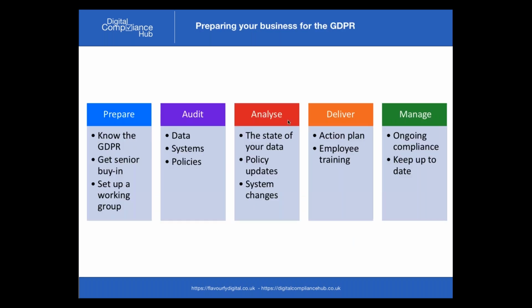In terms of preparing your business and carrying out an audit, you need to understand what you've got, data systems and policies now, and analyze it to determine where you need to be. So sort of a gap analysis to determine where you are today and where you need to be to be GDPR compliant. That will help inform an action plan. So in the delivery phase, you've got an action plan setting out what you need to achieve and by what time. Include your employee training in that as well. And then again, managing ongoing compliance and keeping up to date.